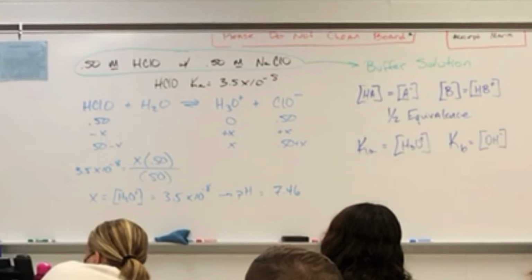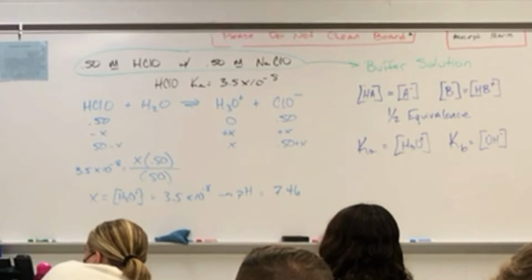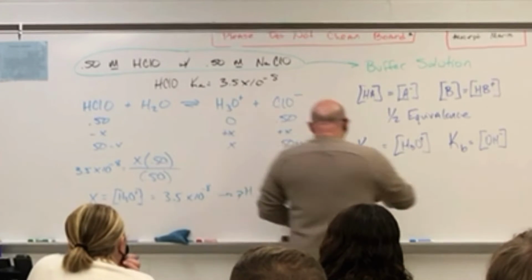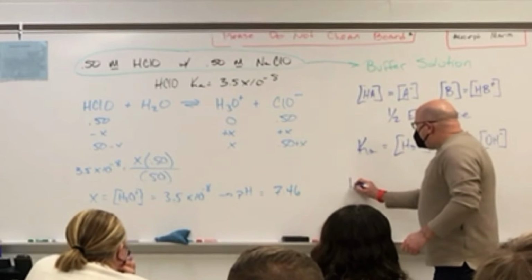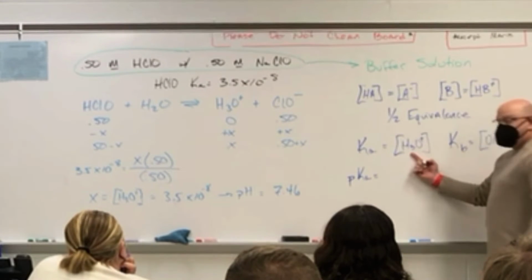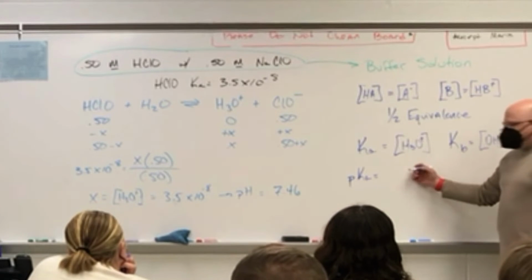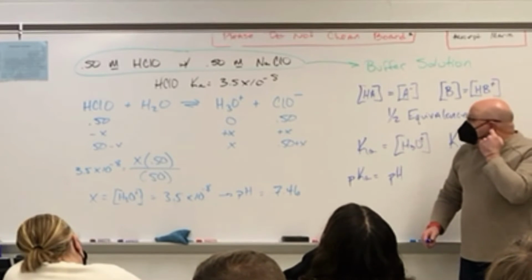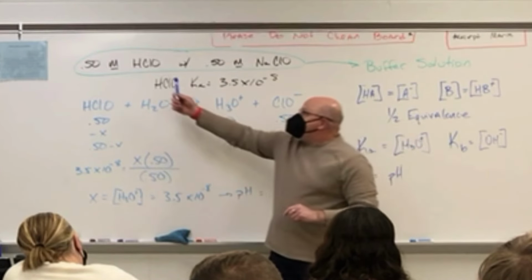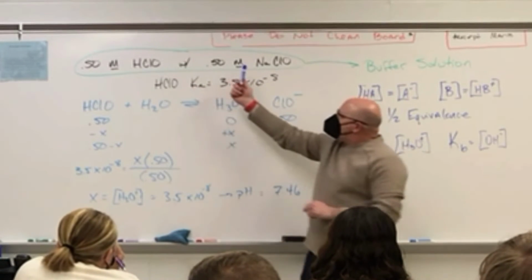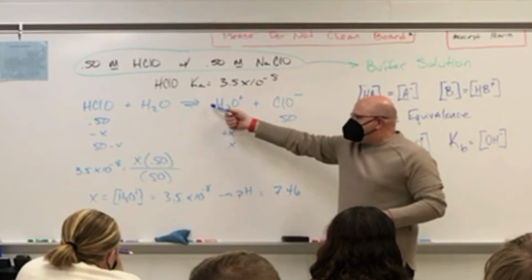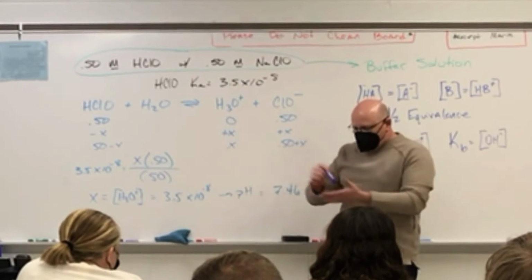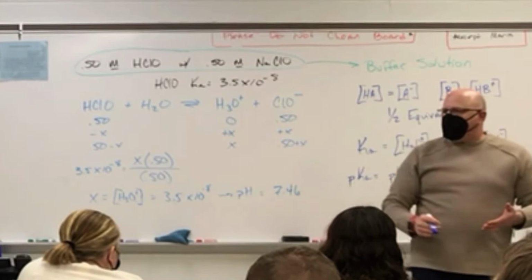So P for us means negative log. So if I have the pK value, that's the negative log of the K value. If I were to take the negative log of this equation right here, I would have the pKa is going to equal the negative log of this, which is called what? pH. So if you had a problem presented to you and you saw these are equal, do you need to do any of this? No. You just go straight and say, what's the K value? And take the negative log of it.